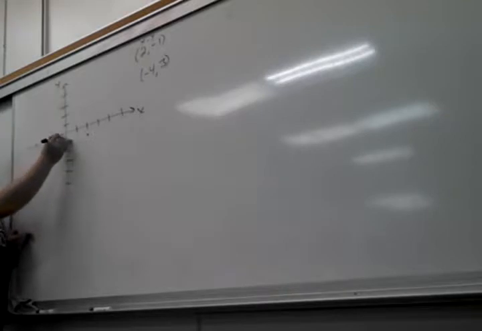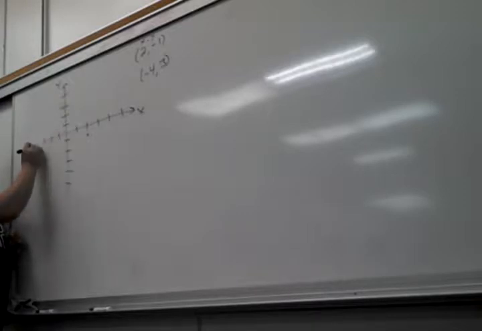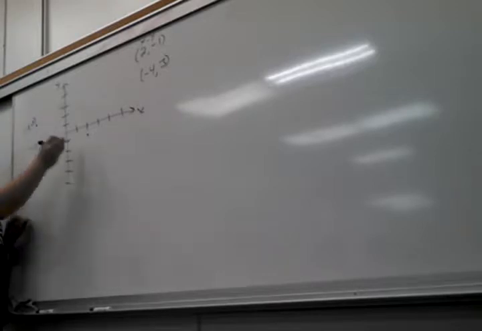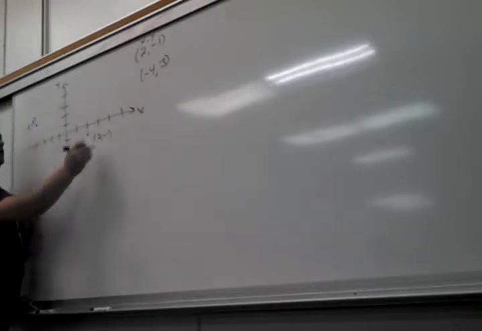Where's (-4, 3)? Quadrant 2. So how do I get there? Back 4, up 3. All right, so there's (-4, 3), and there is (2, -1).